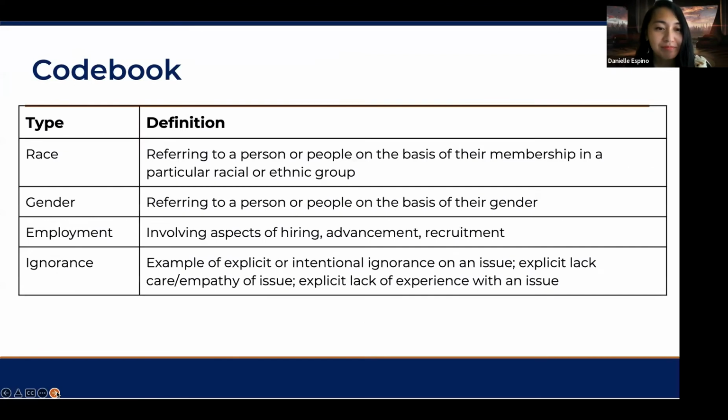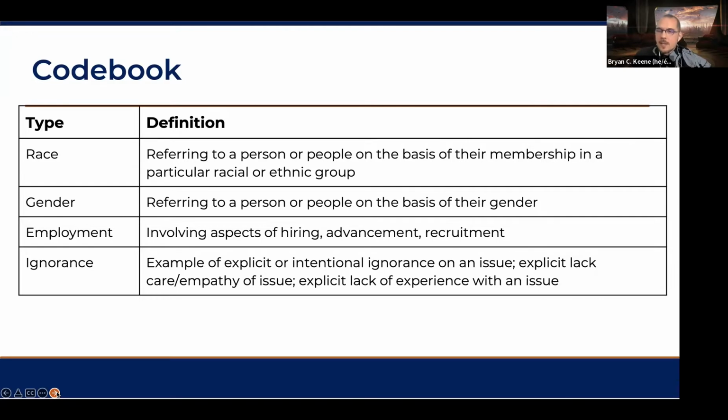So we did form a code book, and we acknowledge here that these represent the aggregated categories, and that the disaggregation of a category like race does allow us to look at Black staff members, Latinx staff members, Asian staff members, and so forth, the same way that the gender category can allow us to look at men, women, non-binary, queer, and trans staff. Employment was a term that dealt with all aspects of the job related to hiring, advancement, recruitment.